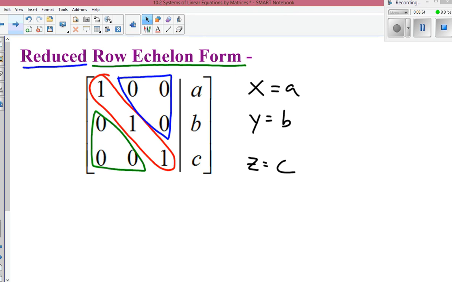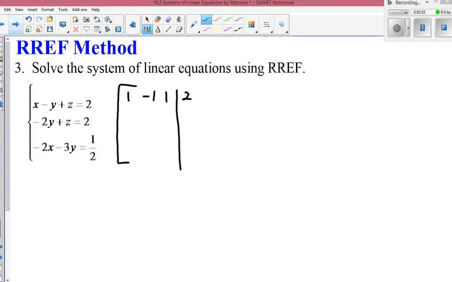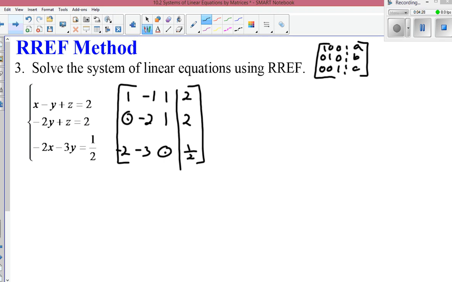So let's go ahead and look at an example for reduced row echelon form. First, I have my system of equations, and I want to write my augmented matrix. My augmented matrix here is going to be 1, -1, 1, 2; 0, -2, 1, 2; -2, -3, no z so that's a 0, and then 1/2. As I'm trying to get this into reduced row echelon form, I should understand that my goal again is 1, 0, 0; 0, 1, 0; 0, 0, 1, with zeros elsewhere, augmented with some numbers A, B, and C, and those will be my solutions.